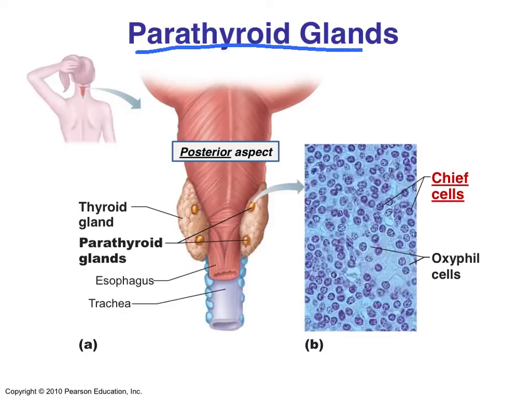Now let's talk about the parathyroid glands and parathyroid hormone. The parathyroid glands are typically located on the posterior surface of the thyroid gland. The actual number and exact location of the parathyroid glands vary from person to person. There are two types of cells in parathyroid tissue. Chief cells are the cells that actually secrete parathyroid hormone. Oxyphil cells are the other type of cell. We don't really know for sure what they do. They may be immature chief cells.